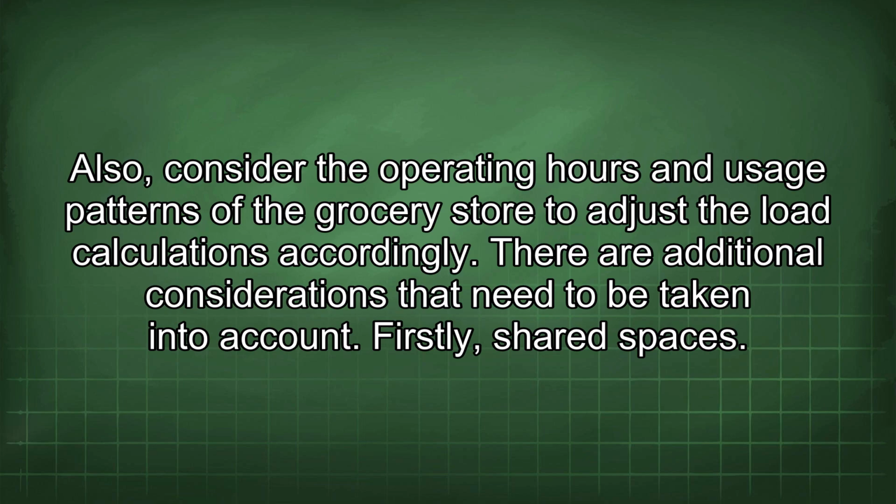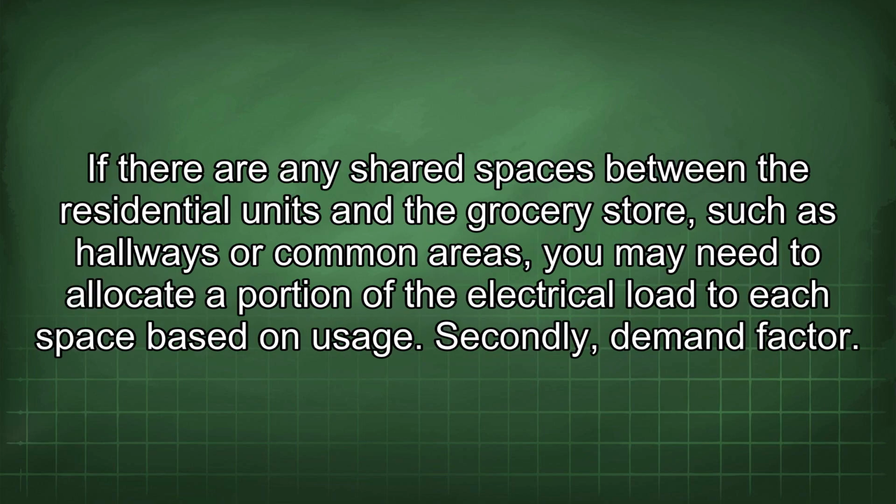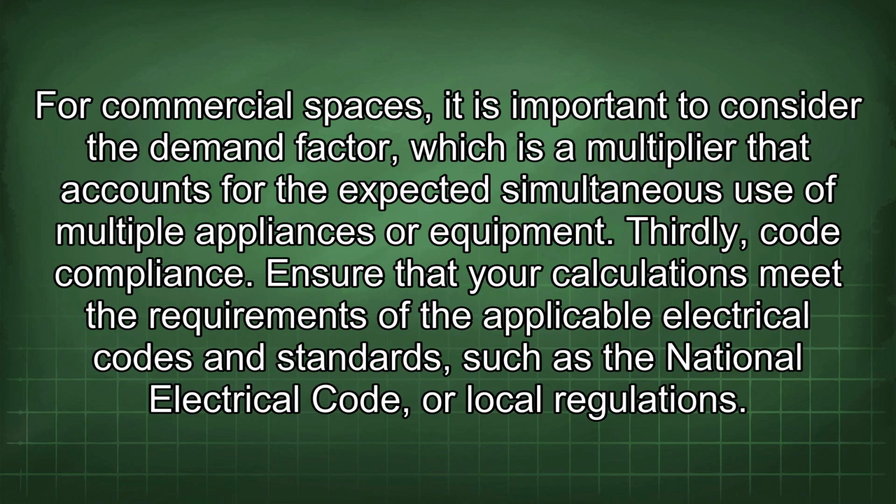There are additional considerations that need to be taken into account. Firstly, shared spaces. If there are any shared spaces between the residential units and the grocery store, such as hallways or common areas, you may need to allocate a portion of the electrical load to each space based on usage. Secondly, demand factor. For commercial spaces, it is important to consider the demand factor, which is a multiplier that accounts for the expected simultaneous use of multiple appliances or equipment.